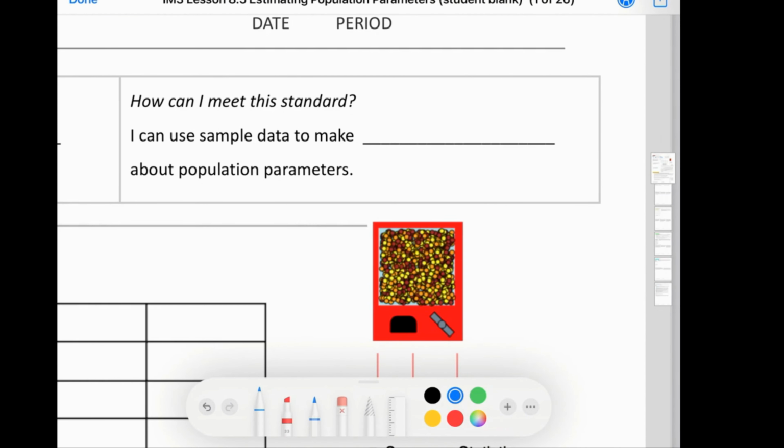All right, how can we meet this standard? I can use sample data to make inferences about the population parameters.